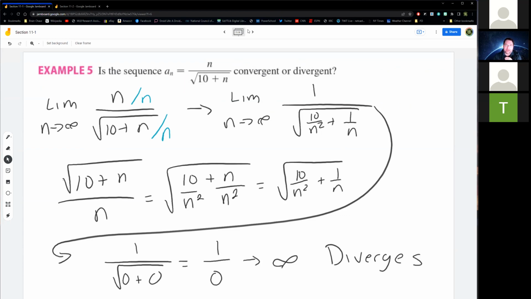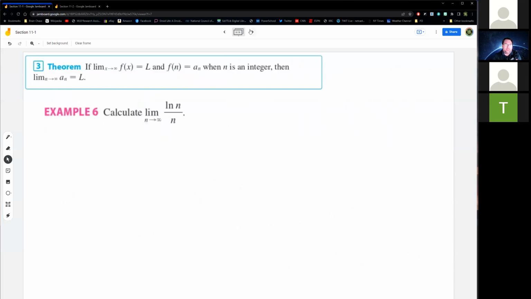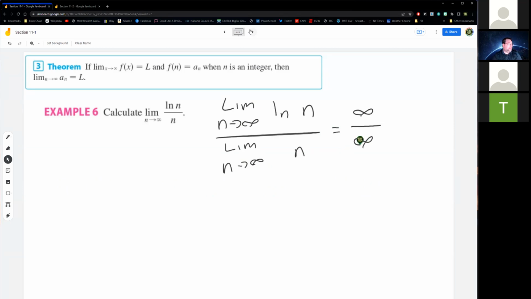All right, the next one. So we want to calculate the limit as n goes to infinity of ln of n over n. So in this problem, if we look at the same concept, if we do the limit as n goes to infinity of ln of n over the limit as n goes to infinity of n, as ln of n goes to infinity, it's going to infinity. As n goes to infinity, it's going to infinity. So in this situation, again, we have infinity over infinity.